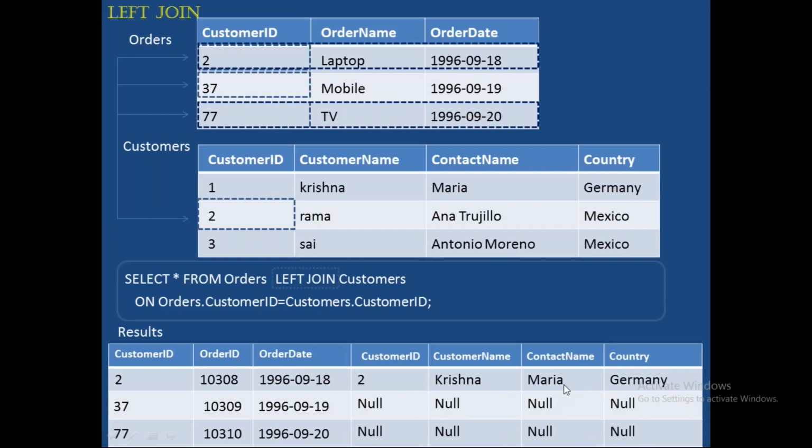So a customer may request something like this: I want to get customers who have placed orders, our customers, whoever placed the orders, that information, plus all remaining orders I want. Then you need to use the left join. Next, you see here 2 is the common record, 37 and 77 are the unmatched records.